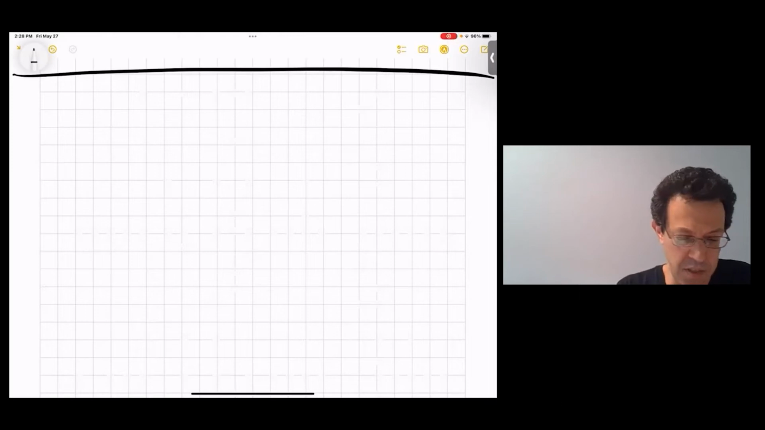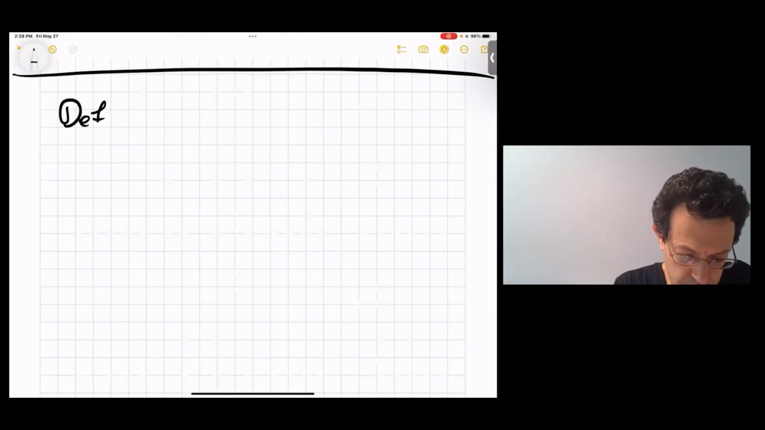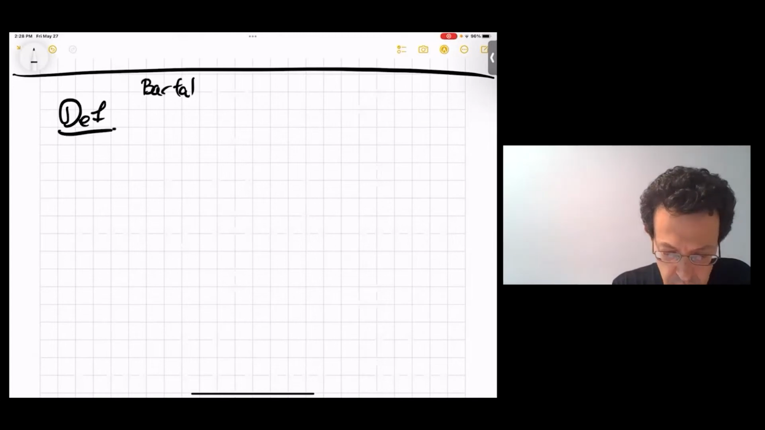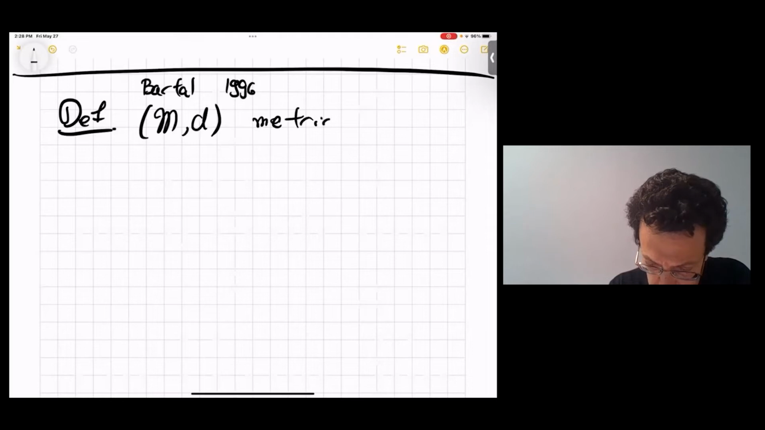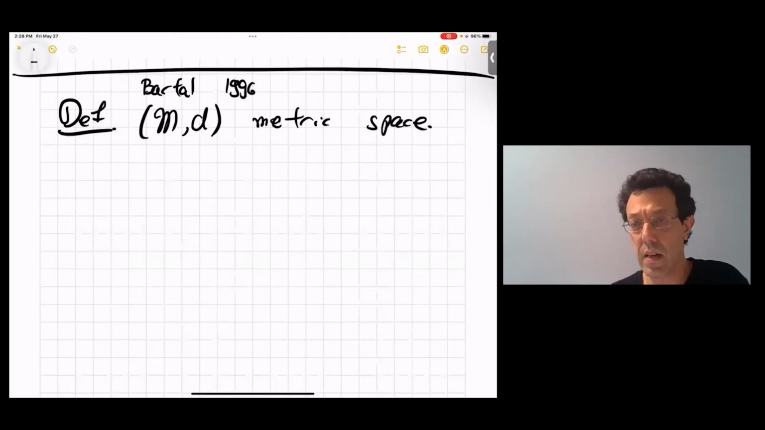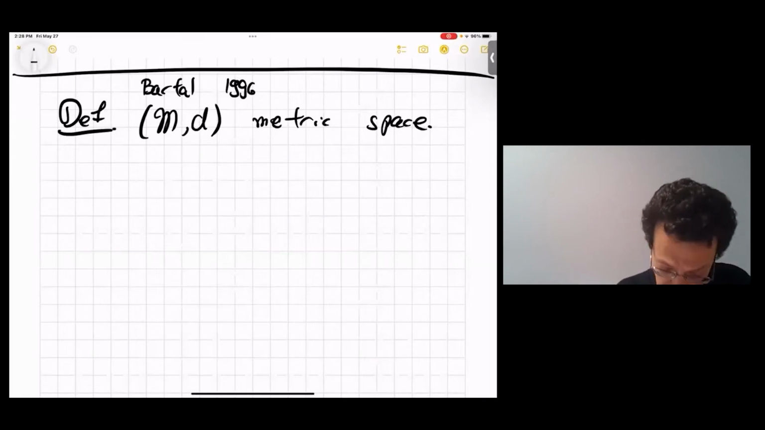So here's just the definition, which is due to Bartal. If you have a metric space, let's say M with some metric, then I just assign to it a number called the separation modulus.